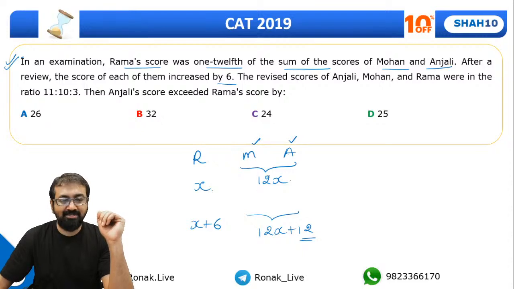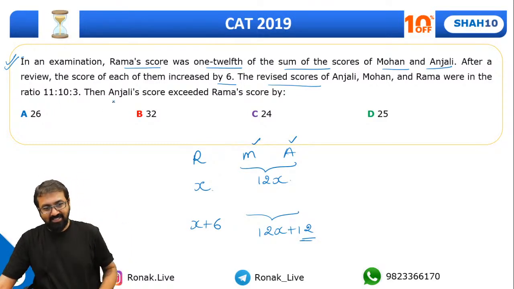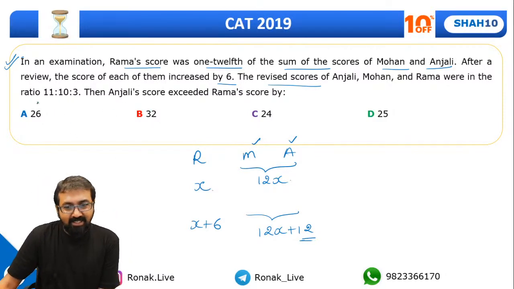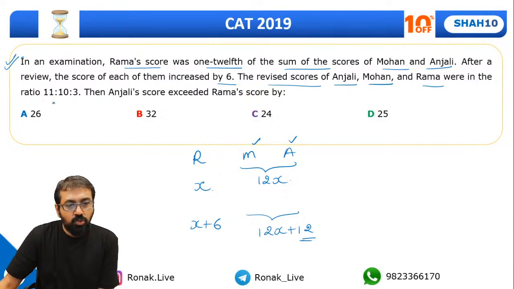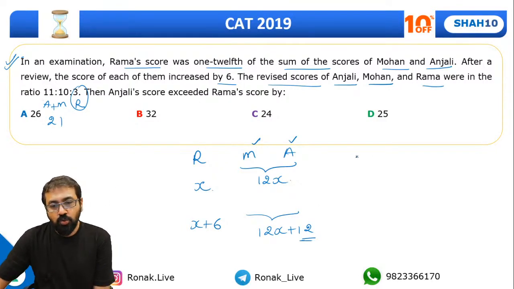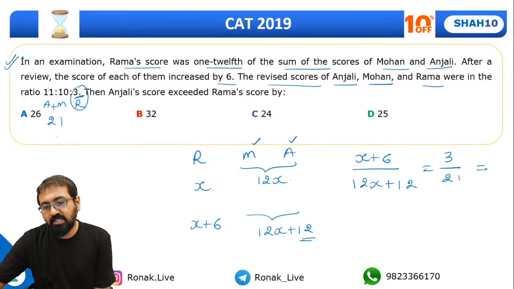Good Robin. So guys, this is the case: the revised scores of Anjali, Mohan and Rama were in the ratio 11:10:3. So this is Anjali, this is Mohan and this is Rama. Can I say when Rama's score is 3, Anjali plus Mohan is 21? So Rama's score is x plus 6, Anjali plus Mohan is 12x plus 12. And this ratio should be 3/21, or you can say 1/7.